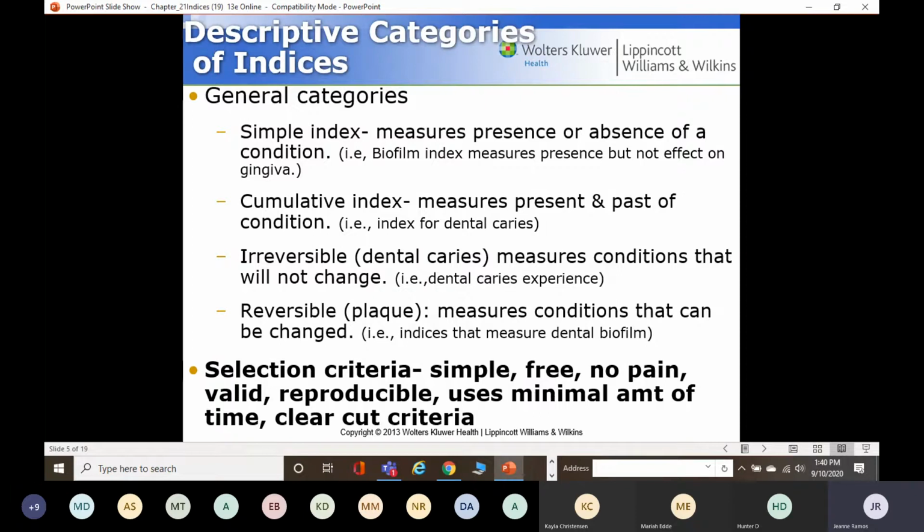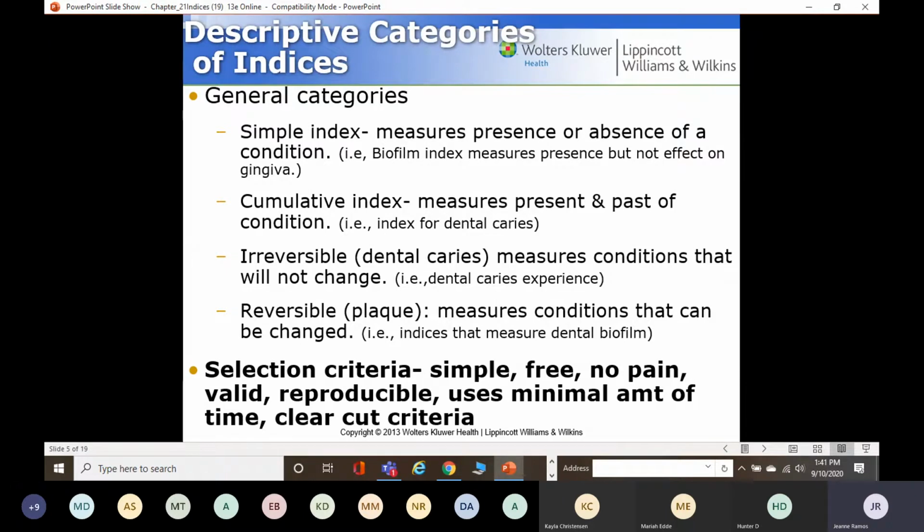So irreversible would be dental caries expressly. It measures conditions that will not change. Periodontitis would be one. They'll have different levels of perio issues, but once you have it, you have it. And dental caries, as long as it's not incipient or just a demineralized little spot, actual dental caries are dental caries.